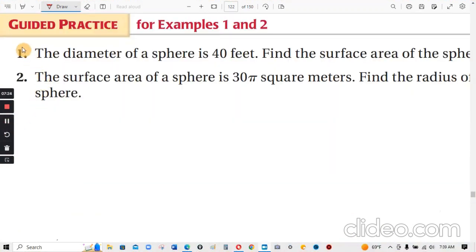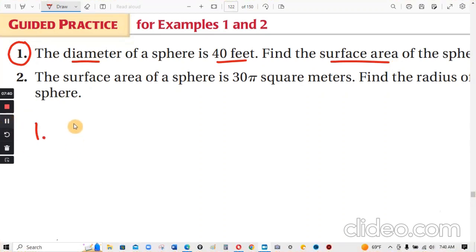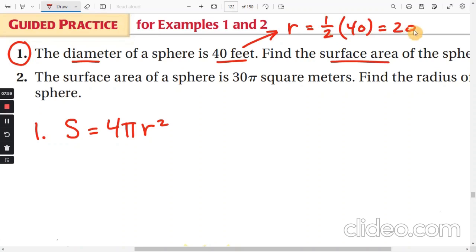Okay, please try guided practice number 1. It says the diameter of the sphere is 40 feet and find the surface area. You can do it in terms of pi, or you can round off to 2 decimals. All right, so pretty easy. We said the surface area for the sphere is 4 pi r squared. All right, so they gave us the diameter is 40 feet, and we know the radius is half of that. So half of 40 is just 20. So for r, radius, we're going to be using 20.